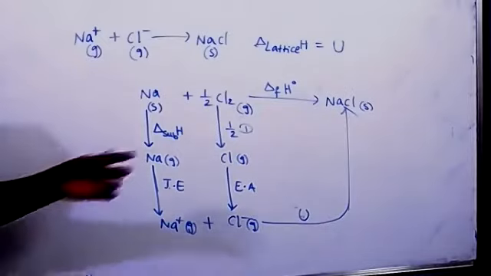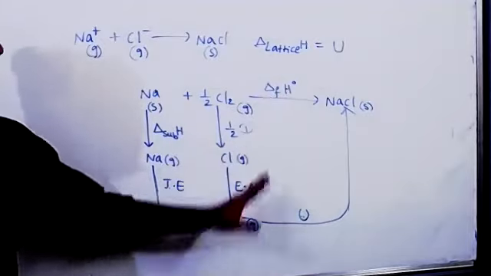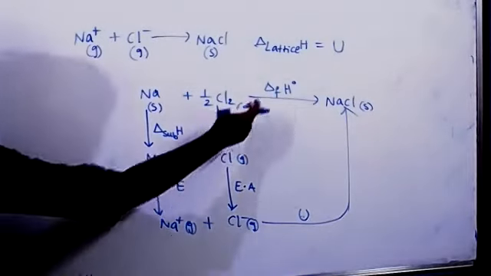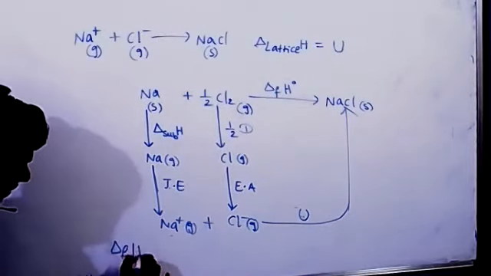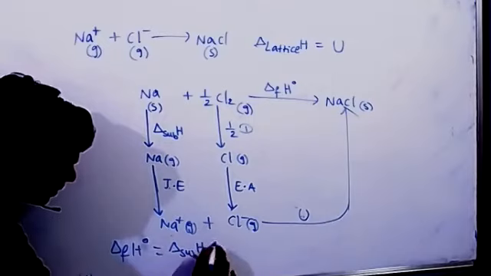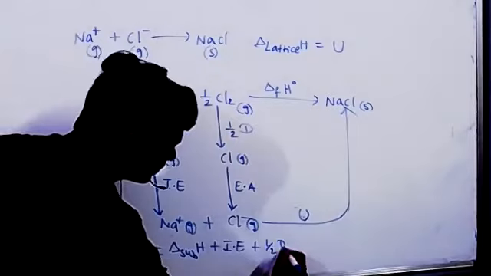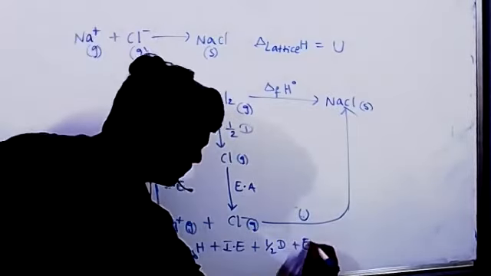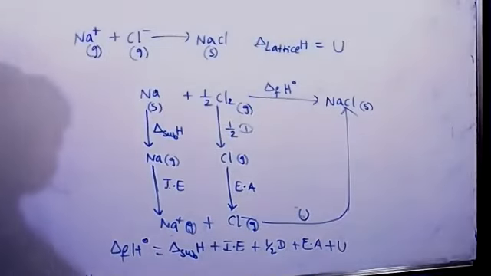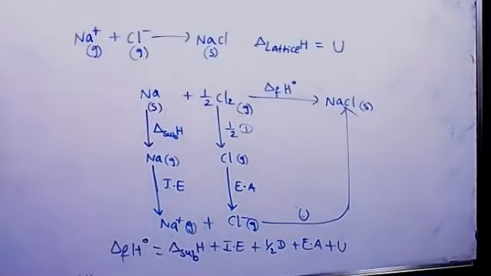So according to Hess law, the enthalpy change in the direct process must be equal to the enthalpy change when the same process occurs in indirect steps. That means the enthalpy of formation is equal to sublimation plus ionization energy plus 1/2 D plus electron affinity plus U. Now we will substitute all these values. We have all the values, so finally we can find this value.